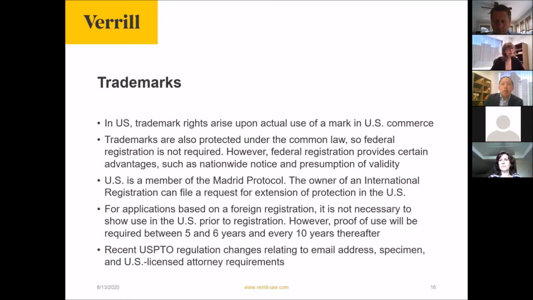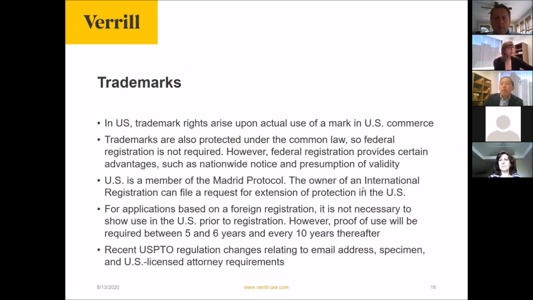Just a couple of comments on some recent U.S. Patent Office regulatory changes regarding enhanced requirements for email addresses, more rigorous vetting of specimens when needed to show use, and there is a U.S. licensed attorney requirement for applicants domiciled outside of the U.S.